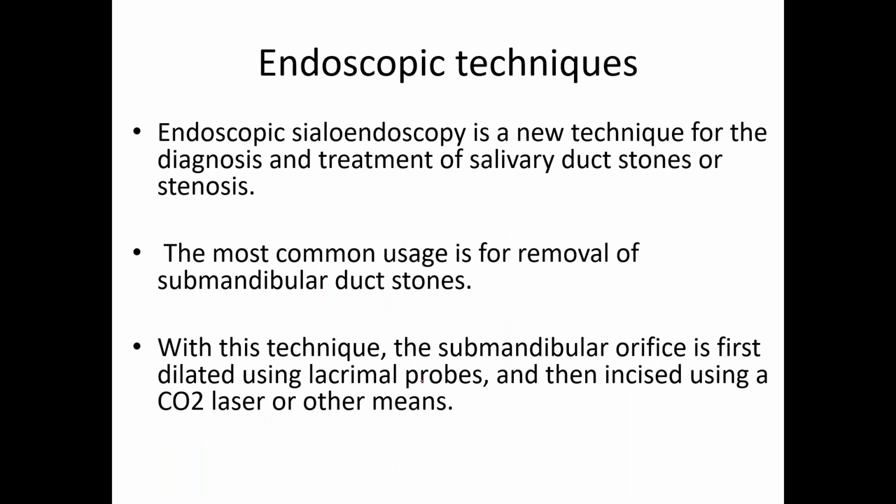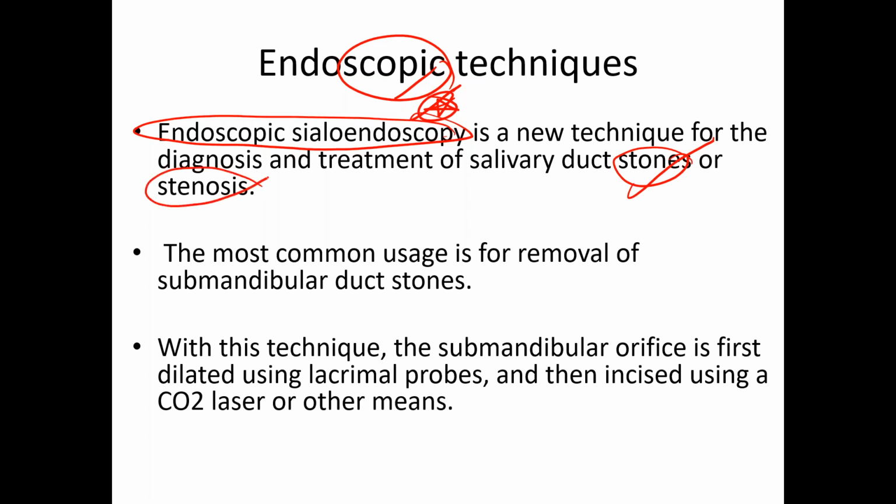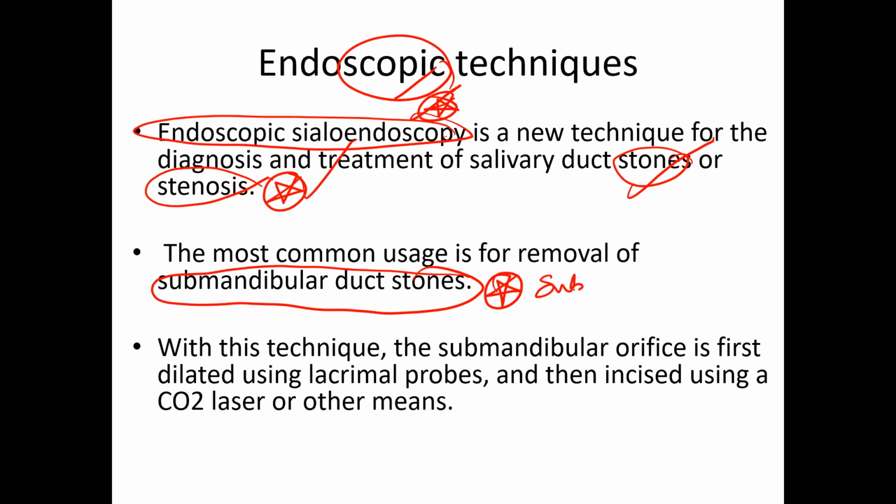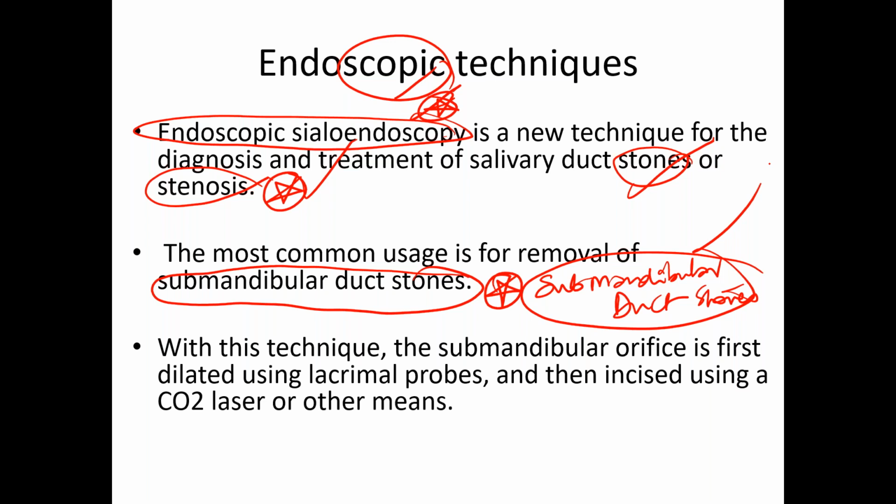What are the latest techniques for parotidectomy? Endoscopy of the salivary glands is called sialendoscopy. It helps in the diagnosis of duct stones and stenosis. It is especially used in submandibular duct stones. Submandibular duct stones is very important. Sialendoscopy is done for submandibular duct stones.